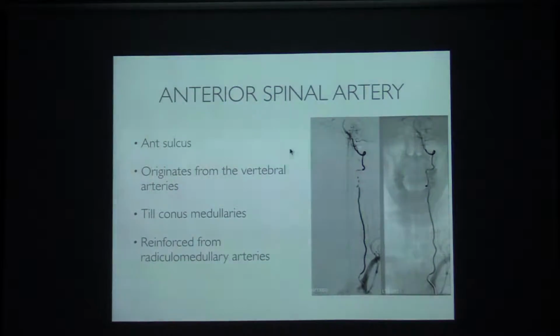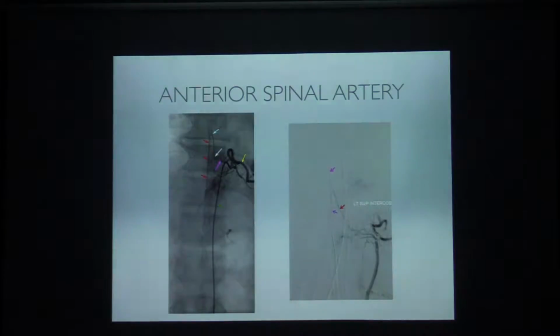So now looking at the anterior spinal artery, it goes along the anterior sulcus of the cord, and it originates from the vertebral artery. The anterior spinal artery starts in the vertebral artery and goes all the way to the conus. And because it's a long way and it has a lot of tissue to supply, it gets reinforced by what we talked about before, the radicular medullary arteries.